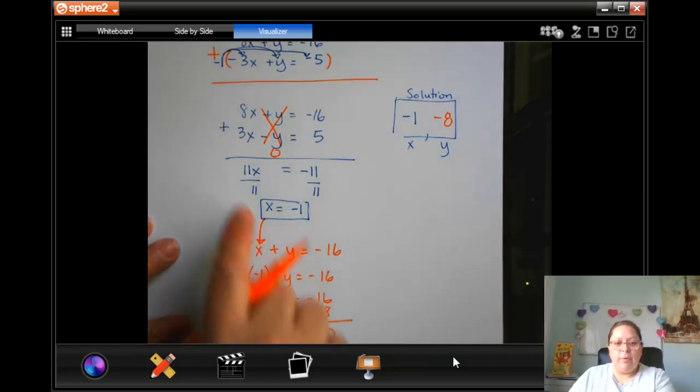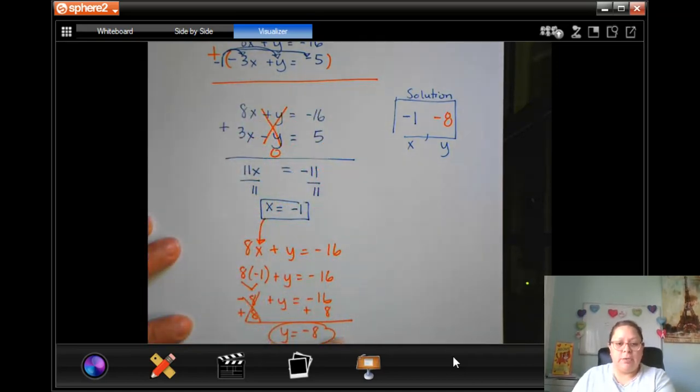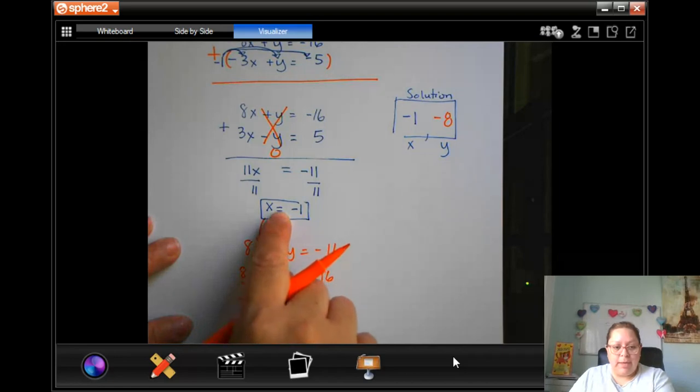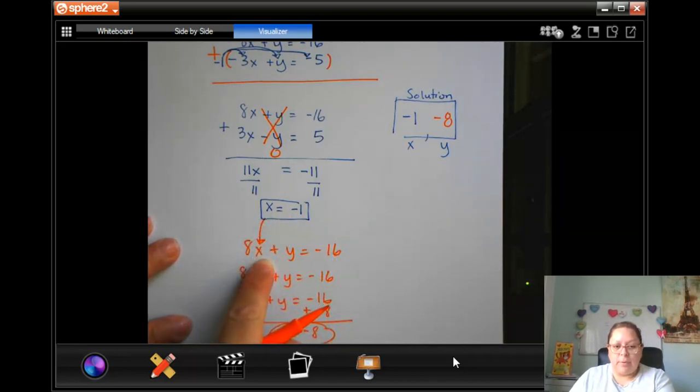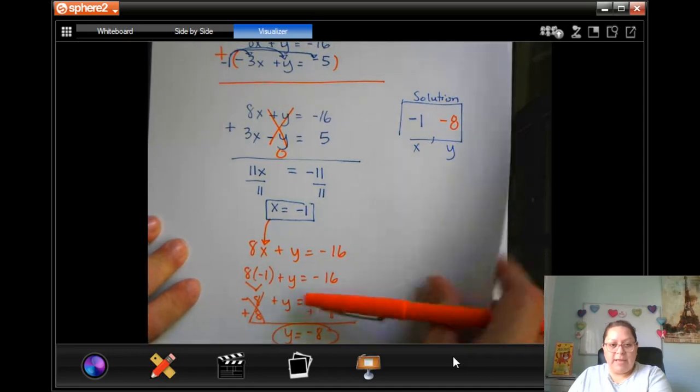Make sure that you review and go through it slowly so you understand how to do this. Make sure that when you get here, this is not the final answer, that you're substituting still. Okay, and then you want to find the other variable. All right, let's do one more example.